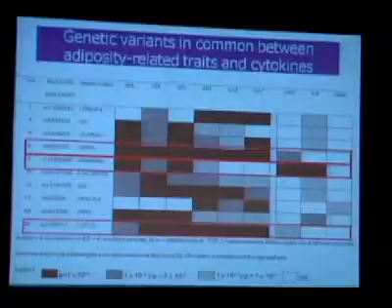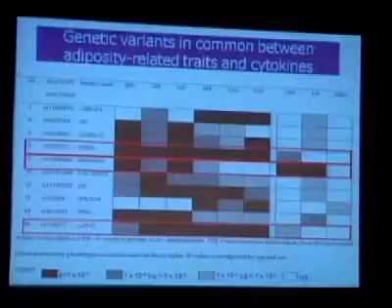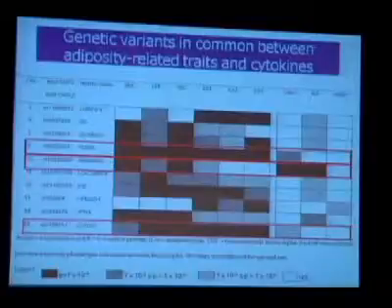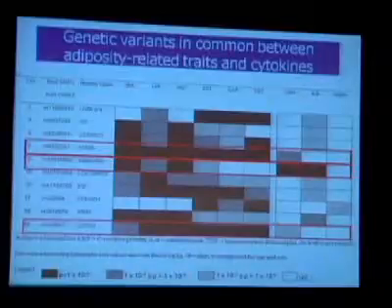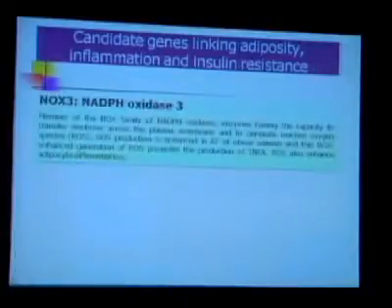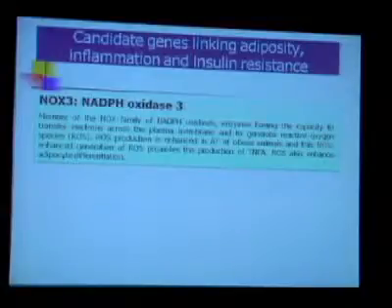So we were interested to see if there were some common variants that could explain adiposity and the cytokines. And as you can see in that table, indeed some of them were associated with adiposity and to a lesser extent to the cytokine variables. This is the case for NOX3 and CDH13. And we think that these two genes represent probably good candidate genes linking adiposity, inflammation, and insulin resistance.